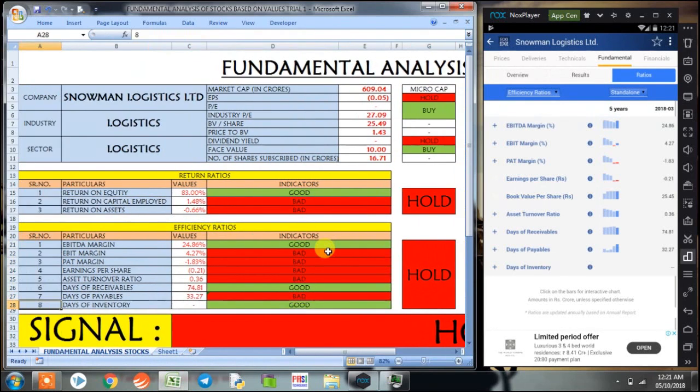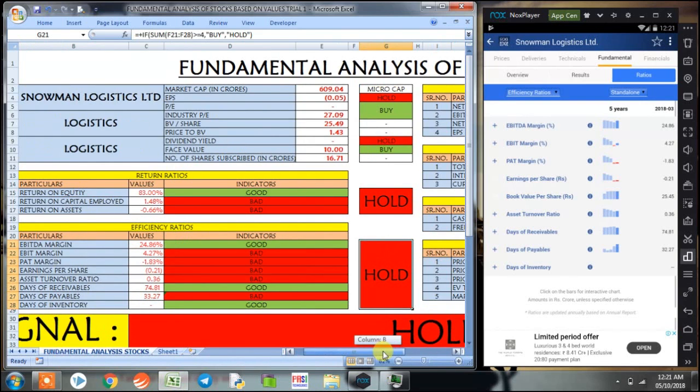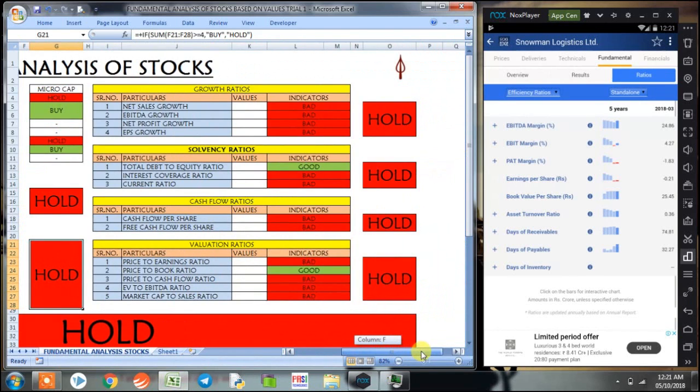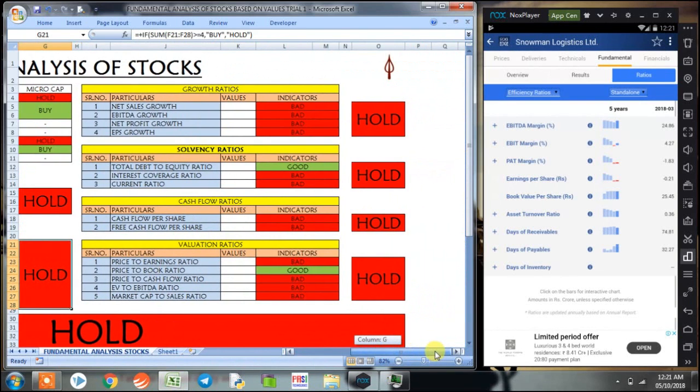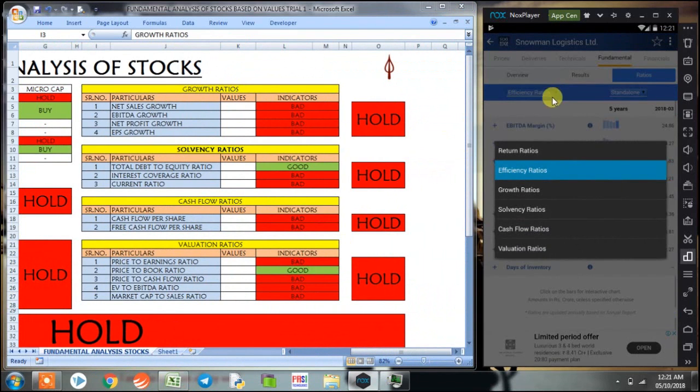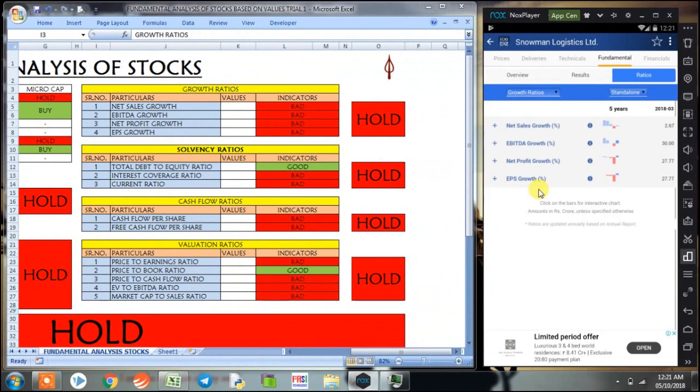Now if you could see, the efficiency ratio is also giving us a signal to hold on to your investment and not to invest in this company. Now coming to growth ratios. For growth ratios also, you have to click on growth ratios, and you can see the growth ratios.